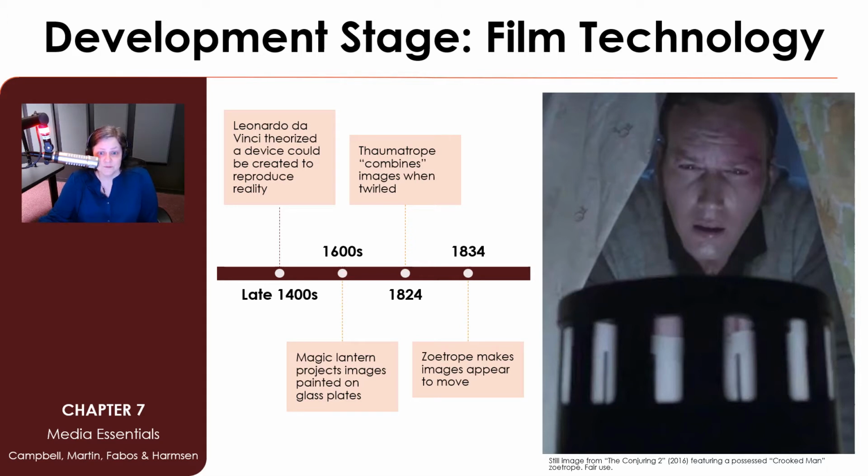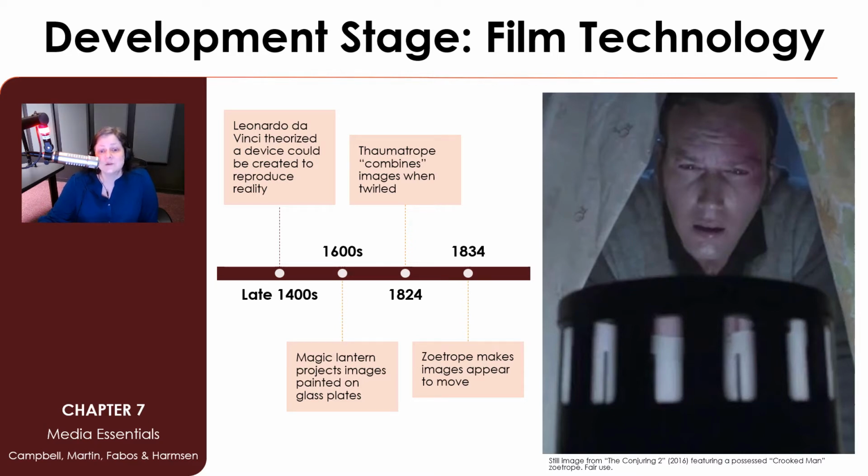The concept of film dates back as far as the late 1400s, when famed Italian artist and innovator Leonardo da Vinci theorized a device could be created to reproduce reality. More substantial progress was made in the 1600s, when a magic lantern projected images painted on glass plates using an oil lamp as a light source.